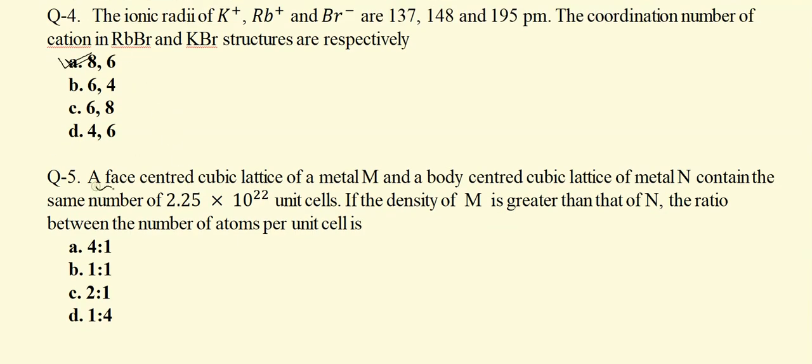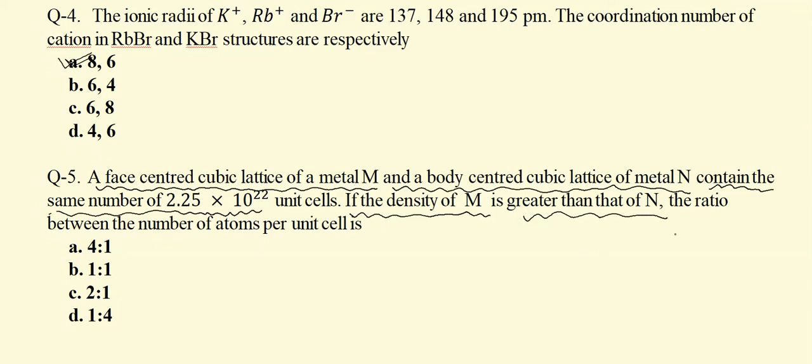Here, a face-centered cubic lattice of a metal M and a body-centered cubic lattice of metal N contain the same number of atoms, 2.25 × 10^22 unit cells. How many unit cells are there? They contain the same number of unit cells, that is 2.25 × 10^22 unit cells. If the density of M is greater than that of N, then we have to find the ratio between the number of atoms per unit cell for them.